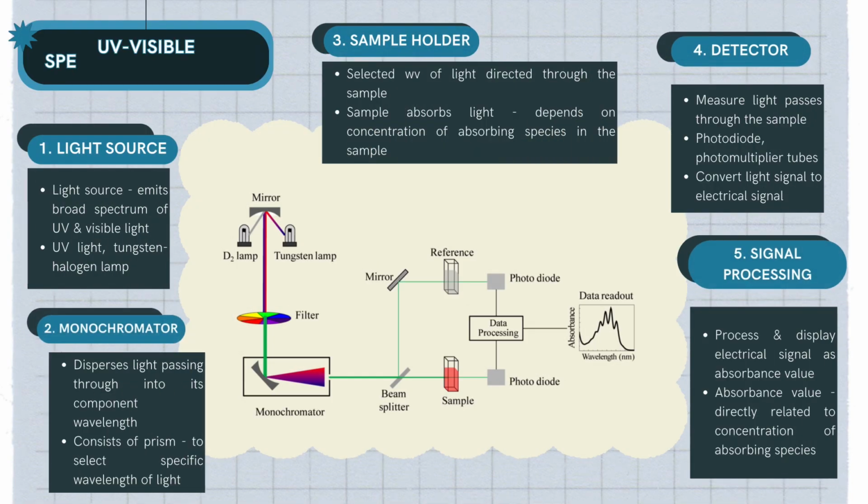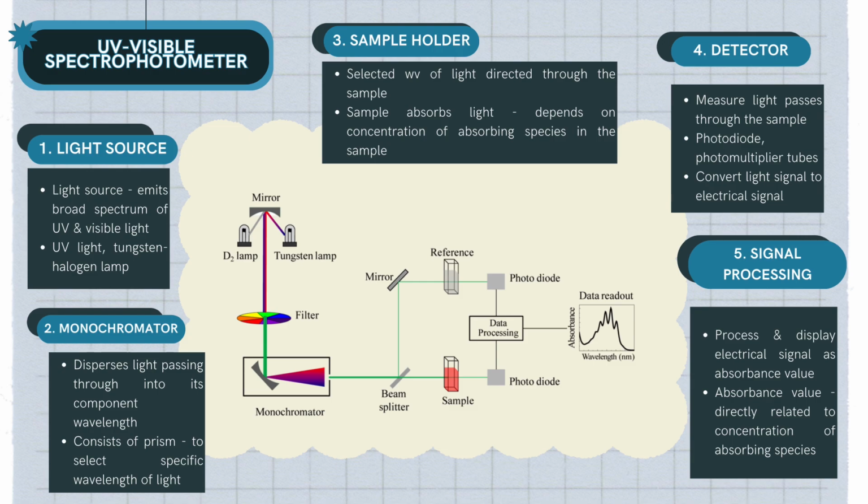A UV-visible spectrophotometer has five main components: light source, monochromator, sample holder, detector, and signal processing. The light source emits a broad spectrum of UV and visible light, and it could be from a tungsten halogen lamp or a UV light. The monochromator disperses the light passing through into its component wavelengths.